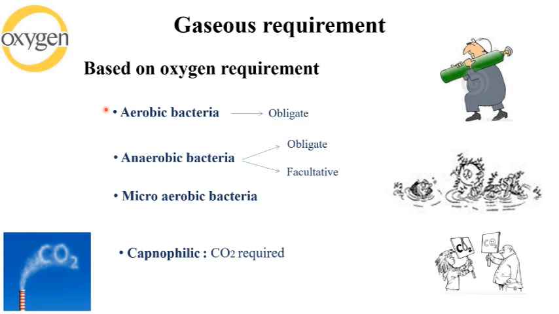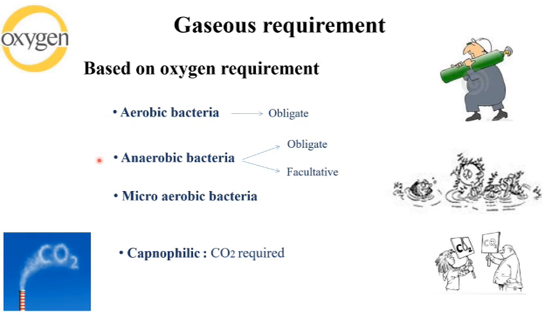Aerobic bacteria are again subdivided into obligate aerobic bacteria. For example, Mycobacterium tuberculosis is an obligate aerobic bacteria. Obligate aerobic bacteria grow only in the presence of oxygen. If they are exposed to an oxygen-free environment, they immediately die.